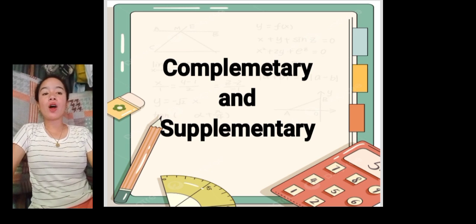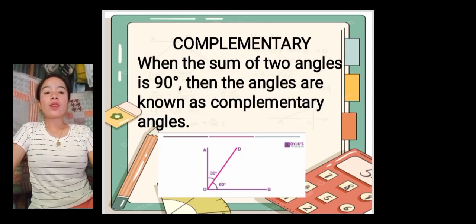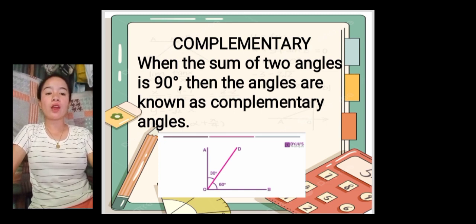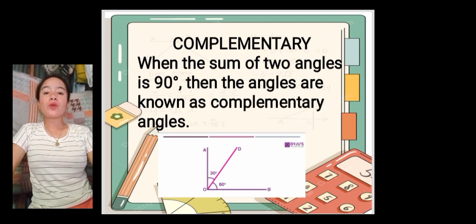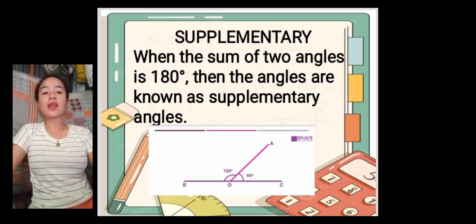Next, we move on to complementary and supplementary. So what is complementary? When the sum of two angles is 90 degrees, then the angles are known as complementary angles. So here the examples. We have 4 sides here, which are A, O, D, and B. So ang bawat angles po nila is 30 degrees and 60 degrees. Kapag in-add po natin yung 30 degrees at 60 degrees, makukuha po natin or equivalent ng 90 degrees, which is yun po yung complementary.